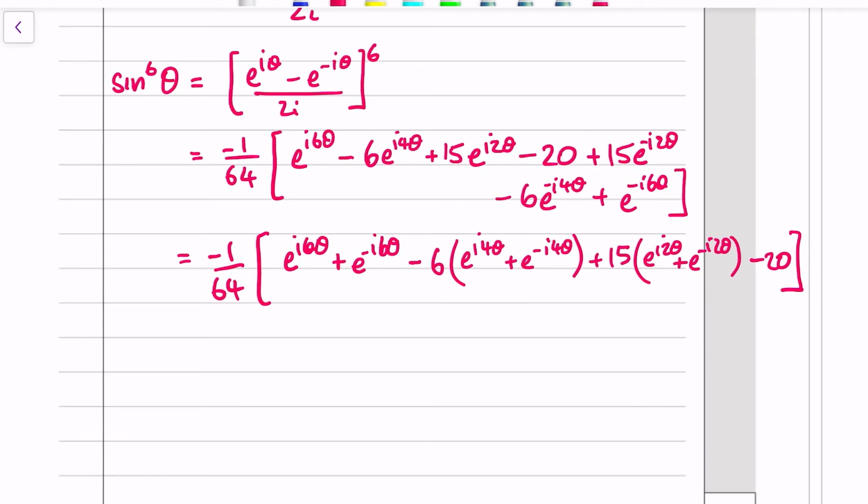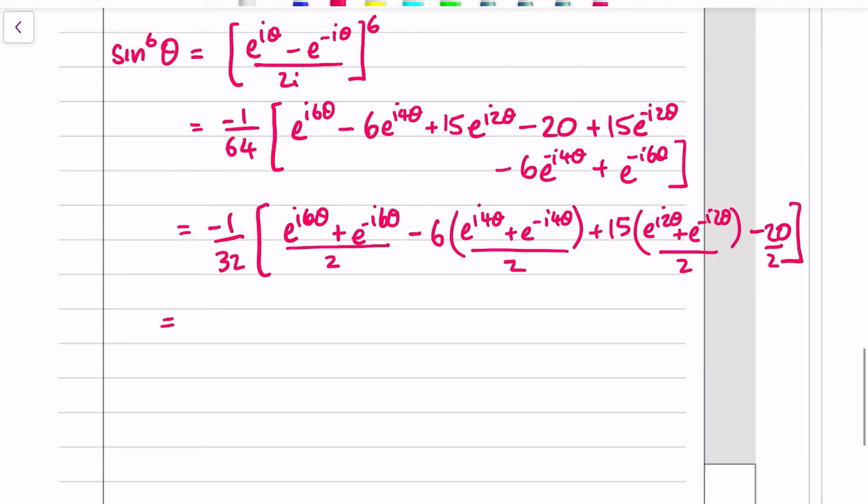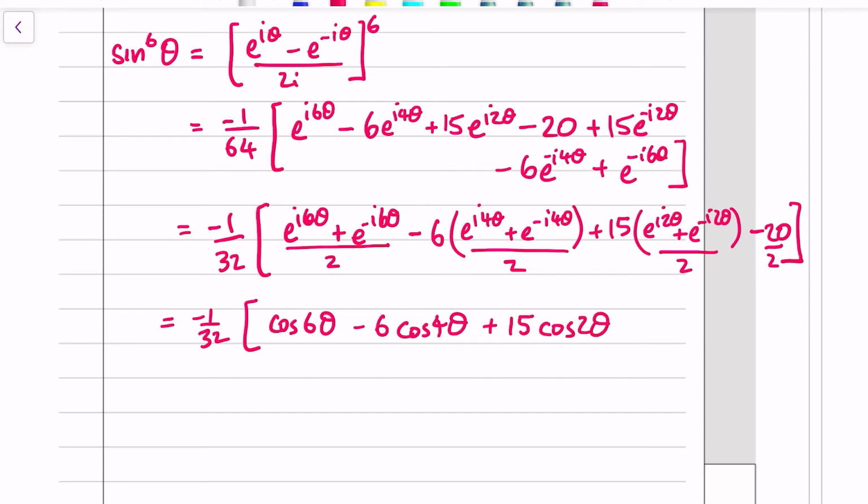Okay, and then I need to distribute the 64 again, so I'll make that 32, divide all that by 2, divide that by 2, divide that by 2, and divide that by 2. So I've got minus 1 over 32 cos 6 theta minus 6 cos 4 theta plus 15 cos 2 theta minus 10.